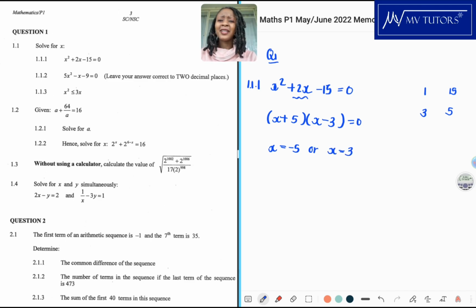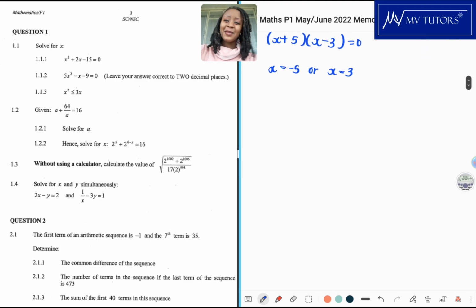Okay, I'm not going to write out x plus 5 is equal to 0, hence x is equal to minus 5. You already know this, you're used to it. We can move on.